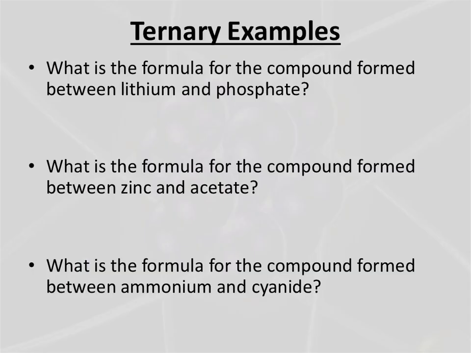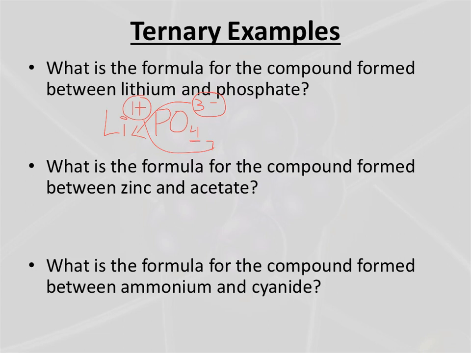Okay, so let's do some formula writing with these. All right, so what's the formula for the compound formed between lithium and phosphate? So lithium is Li. It's in the 1+ column. Phosphate is on the polyatomic list, so it's PO4, 3-. All right, so it's the same principle here. We still got positive and negative, positive first, and we're going to swap and drop these charges. Same deal.